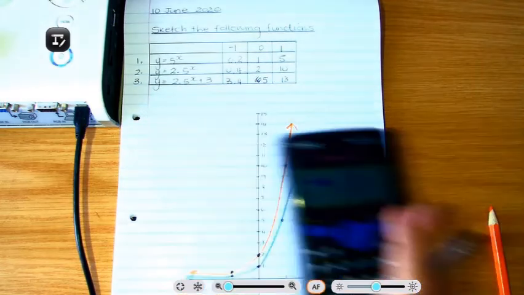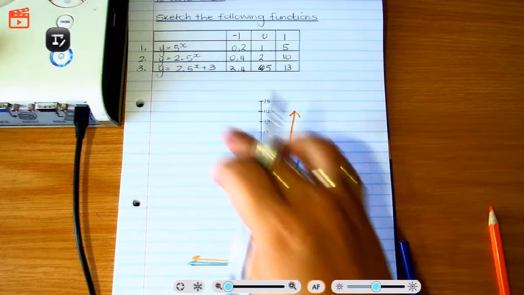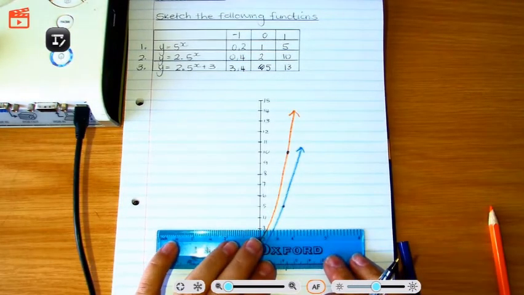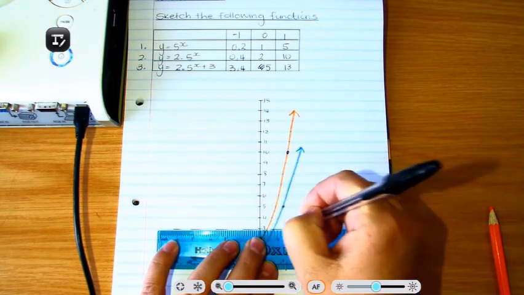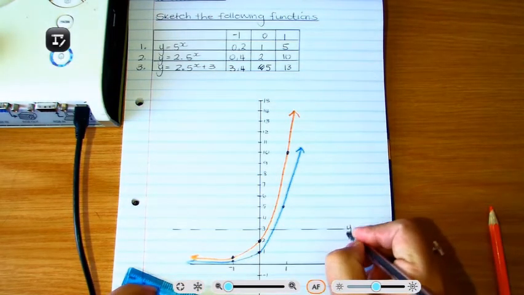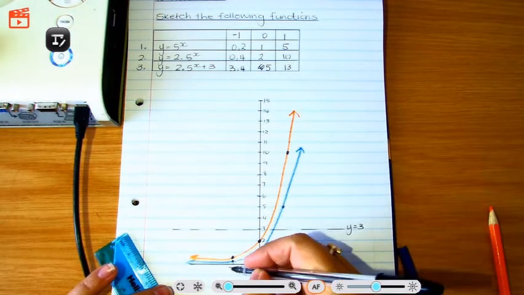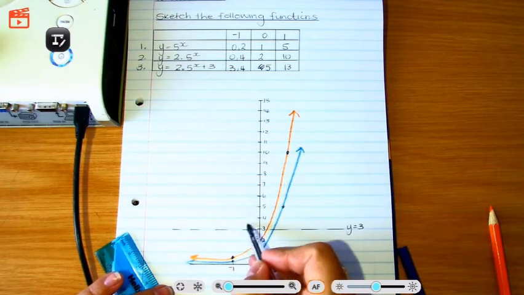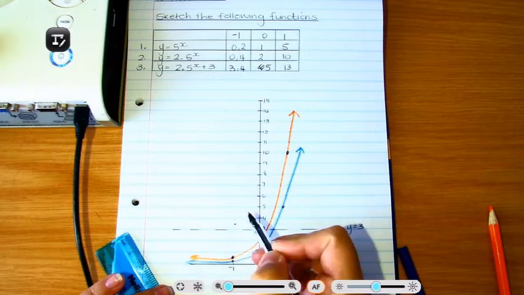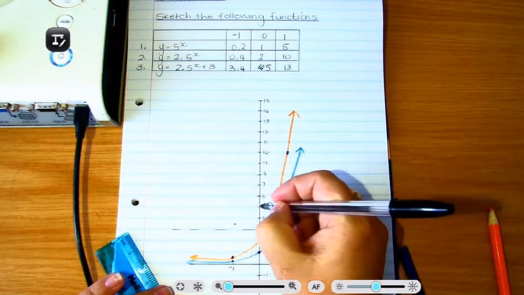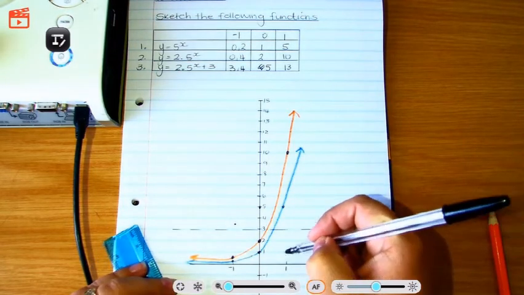Okay, so before I even draw my third graph, I'm going to put in my asymptote at +3, because my graph has shifted up 3 places. So it's just a dotted line, and you would label it y is equal to 3. And then you're going to plot your points. So you've got -1 and 3.4, so 3.5 would be about there, so 3.4 is just below it. You've got 0 and 5, which is there, and you've got 1 and 13, which is there.